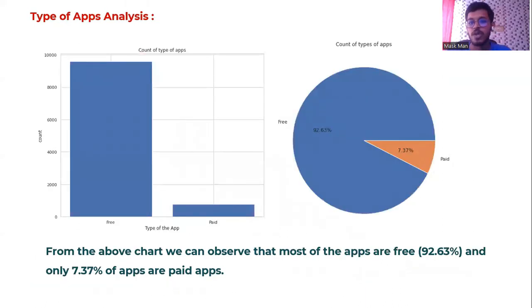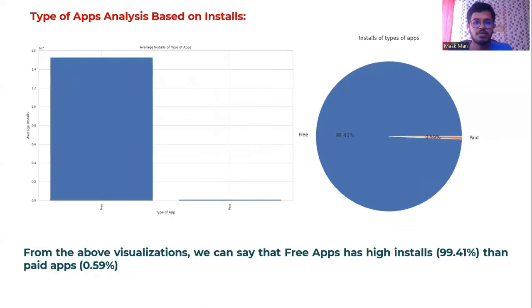And type of apps. We have two types of apps, free apps and paid apps. From these charts, we can observe that most of the apps are free apps, and very few, that is 7.37% of the apps, are paid apps. And type of apps based on installs, meaning which type of app has high installs. As you can see in the charts, free apps have high installs, like 99.41%, and very few, 0.59%, of installs are paid apps.